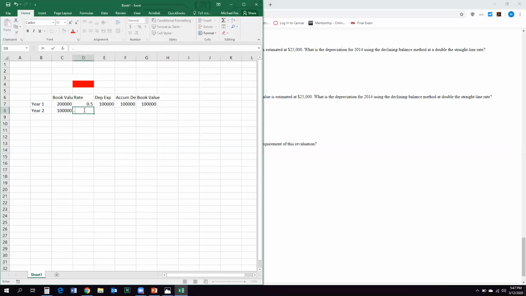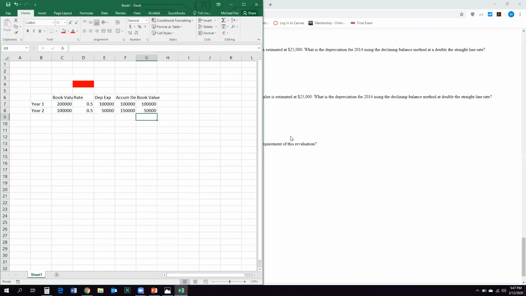So for the double declining balance, we don't take the 200,000 minus 25,000 of salvage value? No, we don't account for salvage value until the end. In that last year, we will depreciate enough to leave the book value at the salvage value. Yeah, that's right. So our accumulated depreciation at that point, and our book value will be the original cost minus the accumulated depreciation.